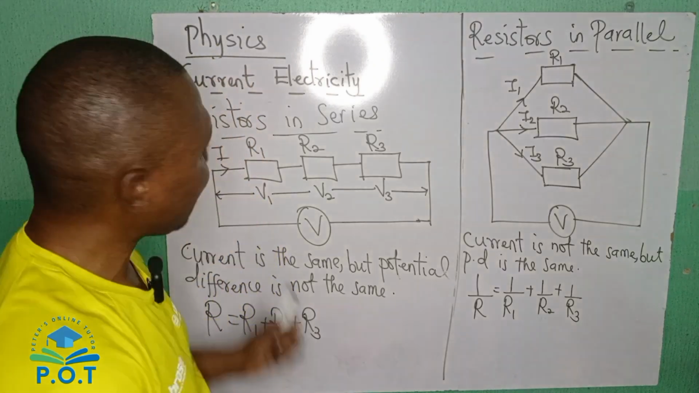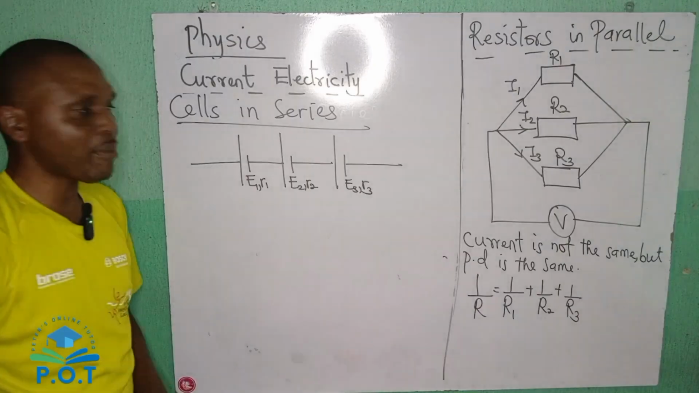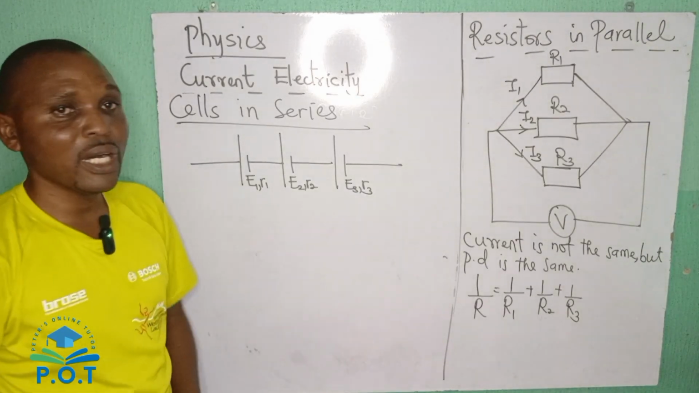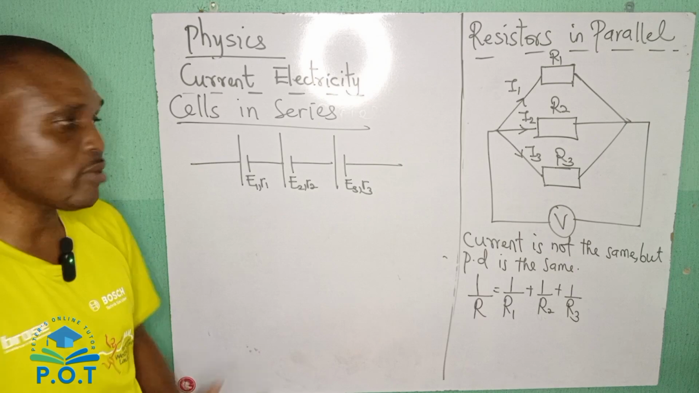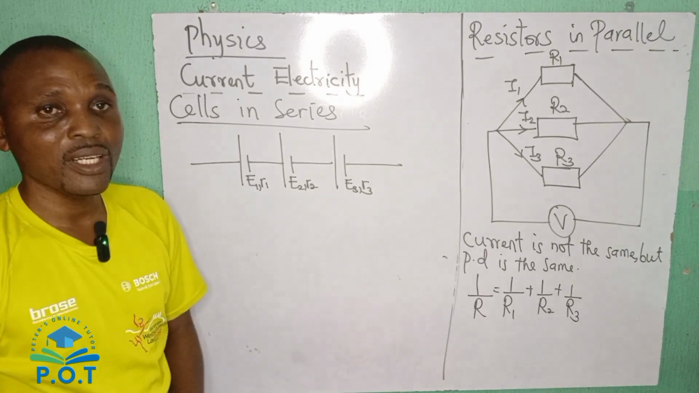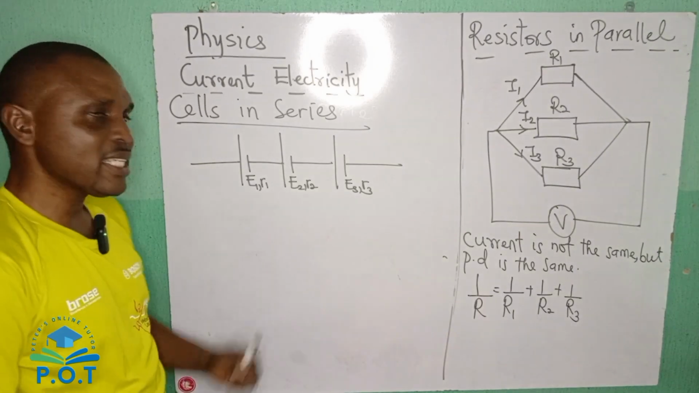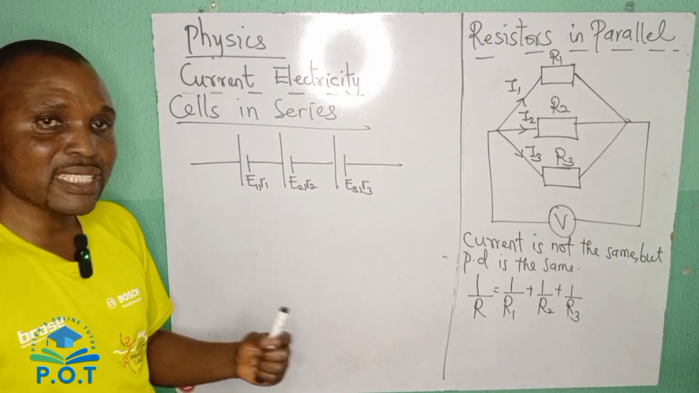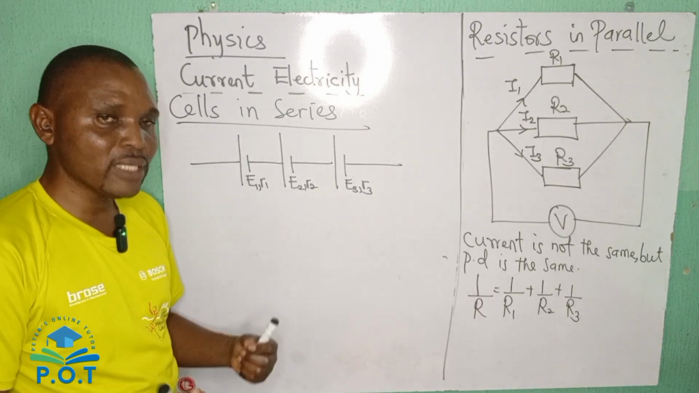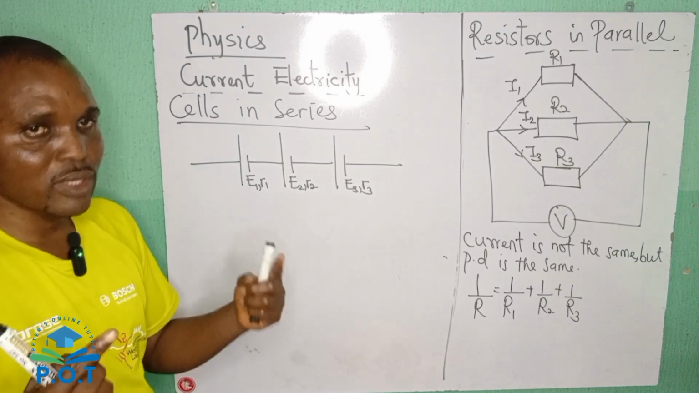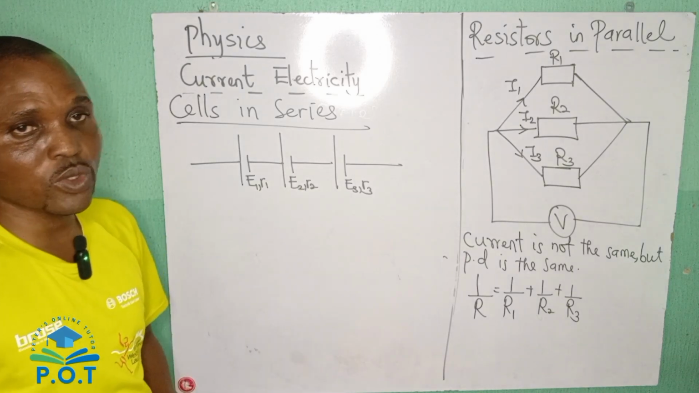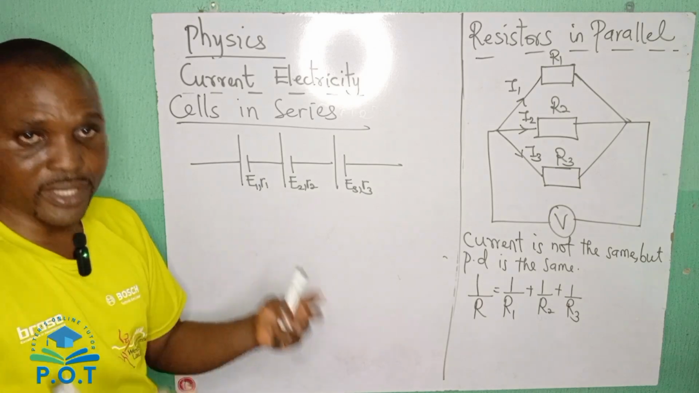Now, let us take a look at cells in series. I'm having three cells in series. Every cell has its own EMF, that is the electromotive force, and there is an internal resistance. Now, what is EMF? That's electromotive force. This is the potential difference at the terminals of the cell when the circuit is an open circuit, or when it is not supplying current to the load or to the external resistor.